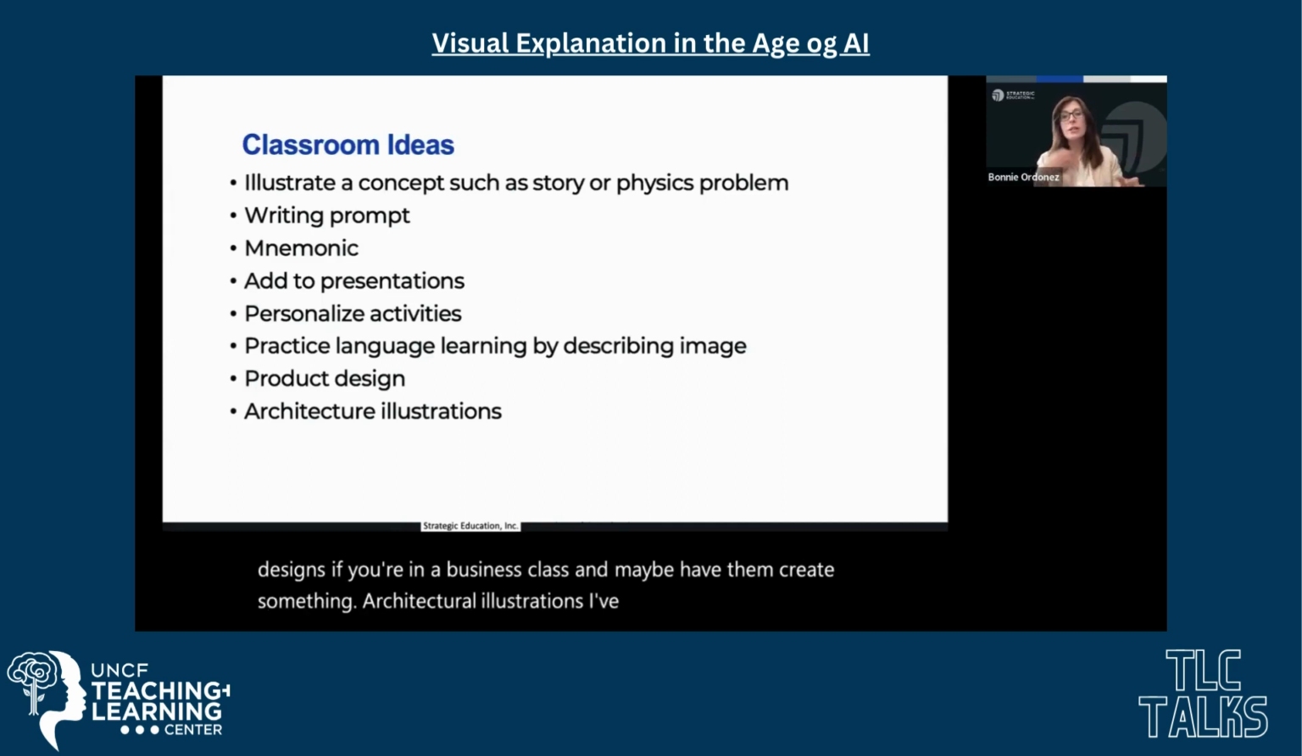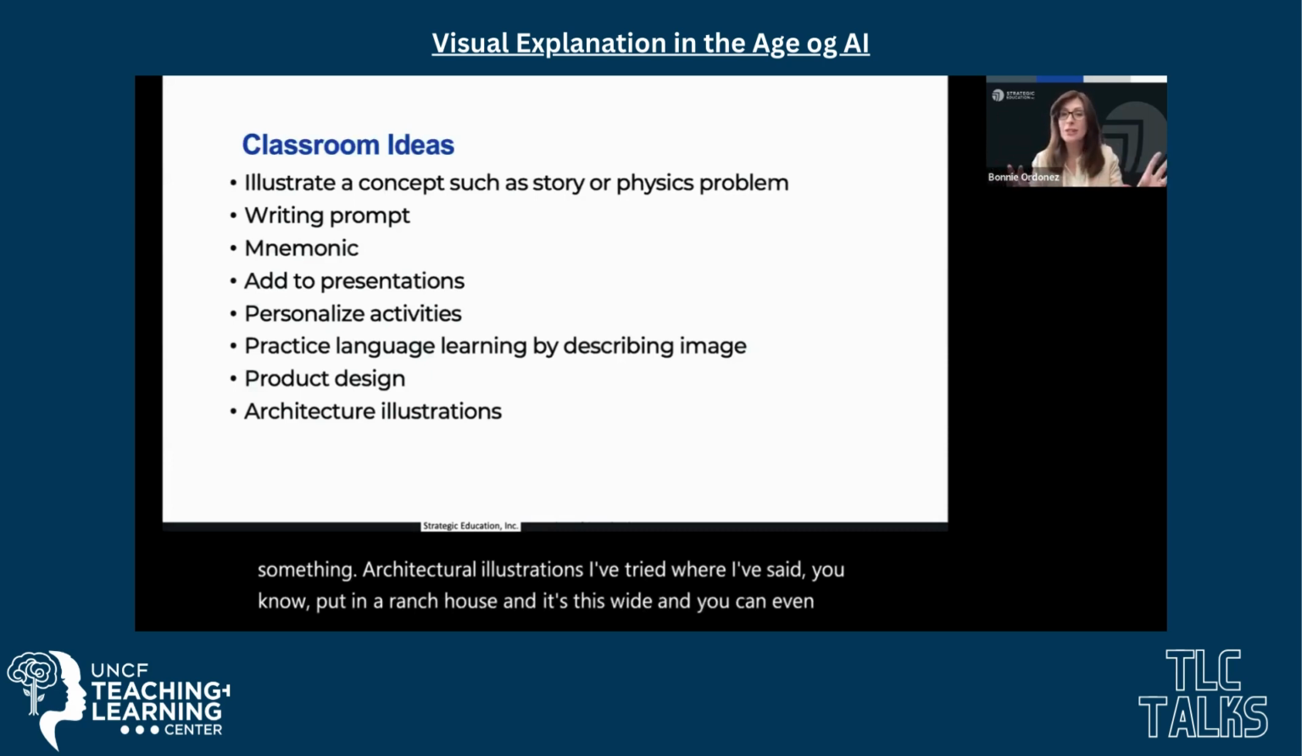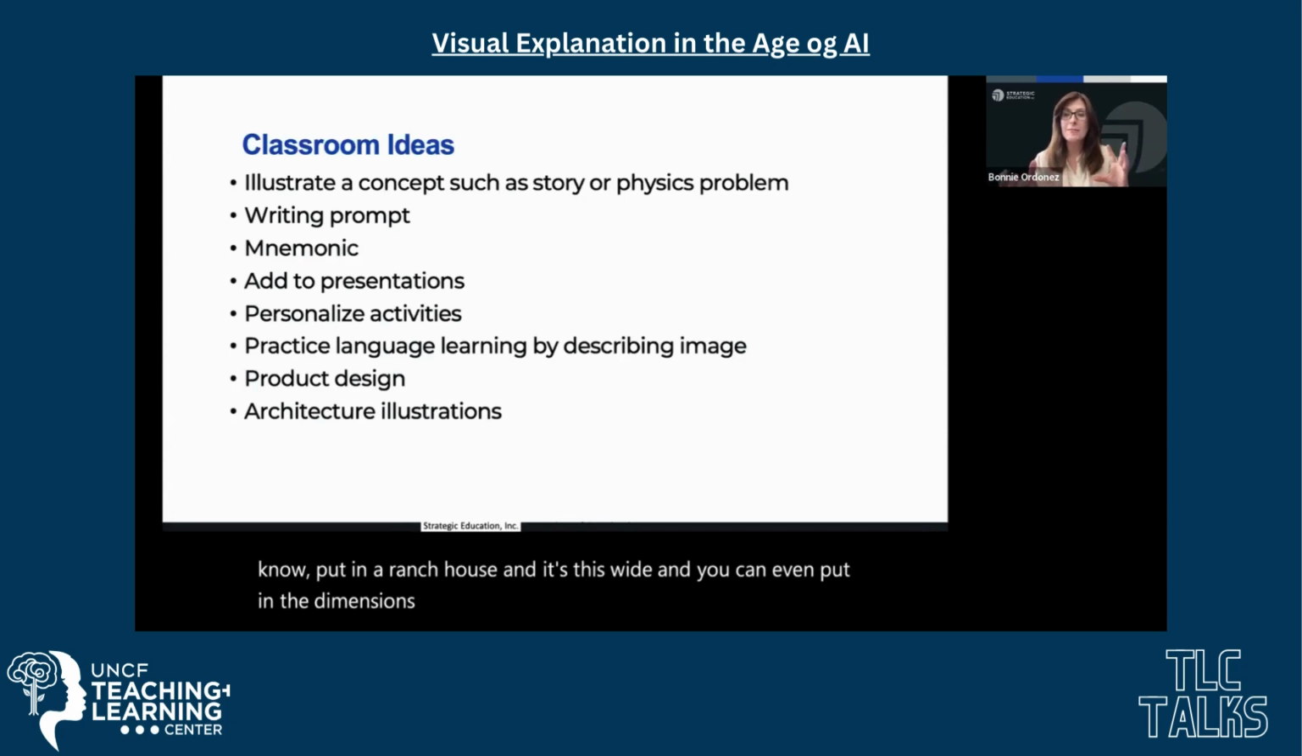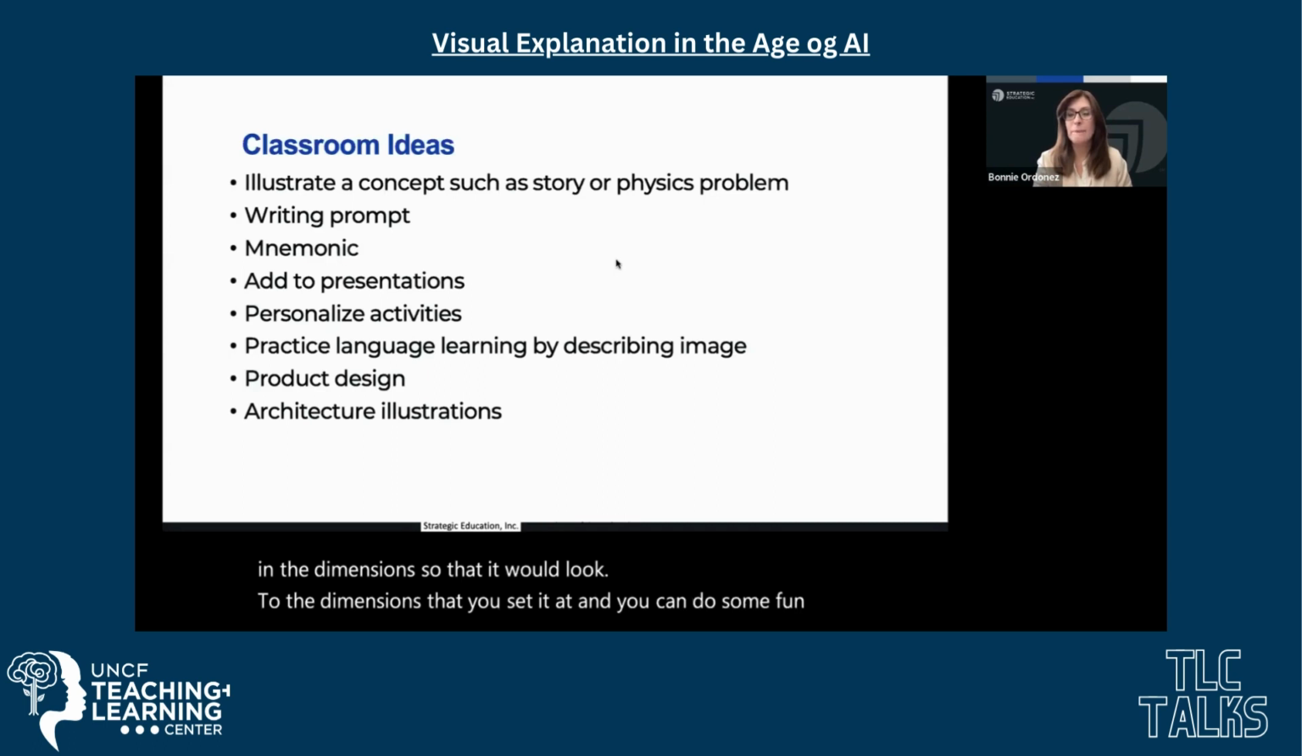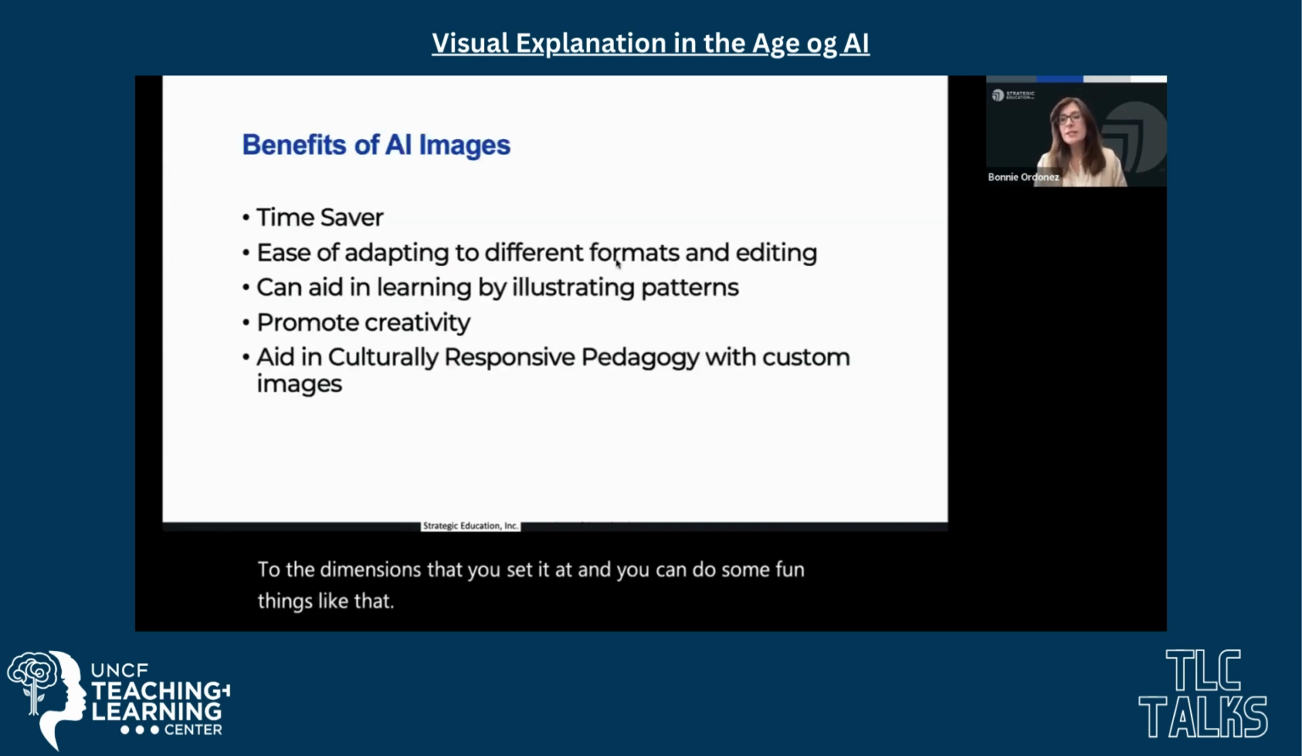I've tried where I've said, put in a ranch house and it's this wide, and you can even put in the dimensions so that it would look to the dimensions that you set it at. And you can do some fun things like that. Some of the benefits, it really does save a lot of time. Look how quickly we generated a multitude of images, and it allowed us to pick between more than one. We could pick between 3 or 2 or 9 or how many ever we determine. It's really easy to adapt and change and edit, and you can just continue to tweak and tweak and tweak till you get what you want.